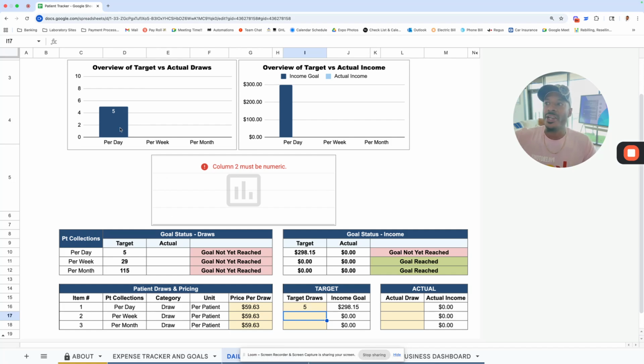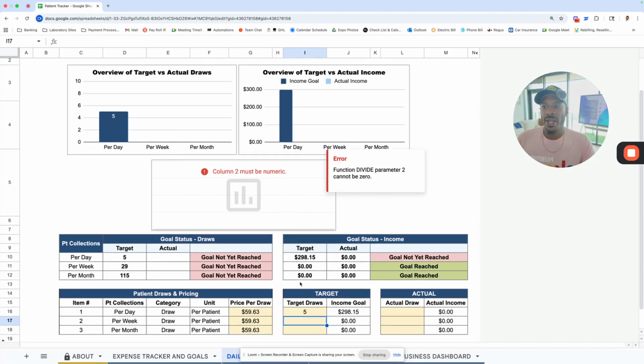And then you're going to see here your graph starts to populate now. So you can have a visual of your actual goals, okay? So right here, you're going to see an overview of target versus actual draws, okay? So these are all your targets. So this is your target per day, which is 5, and then your overall target versus actual income, okay? So this is going to be your income right here. So all this is going to be placed right here so we can have a visual of it as well. All right, so let's just keep plugging in those numbers.